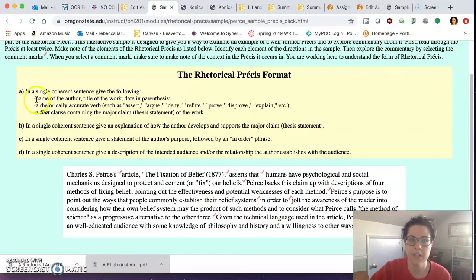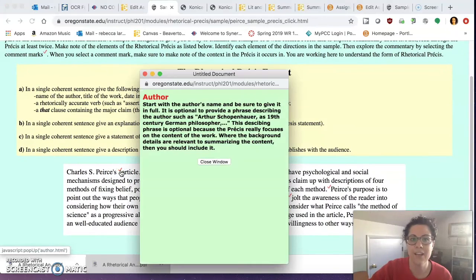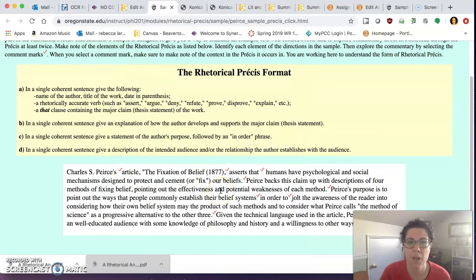Again, first sentence: author, rhetorically accurate verb, right, a that clause. Then an explanation of how the author develops the thesis, a coherent sentence, the author's purpose, and then the intended audience. This one has a different example, and you can click on each one and it'll remind you, hey, make sure you start with the author's name, this is describing this, these background details are relevant. Hopefully these two things will help you.